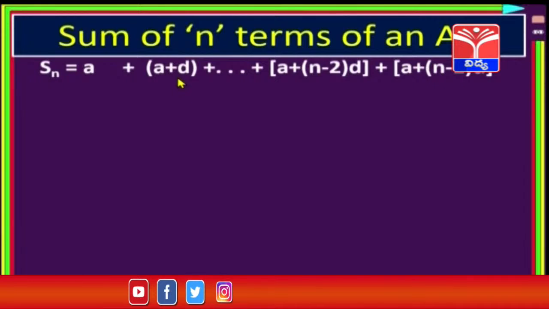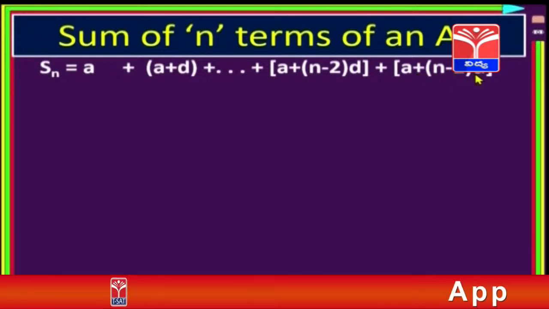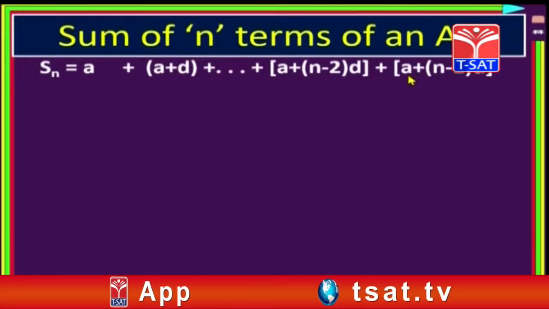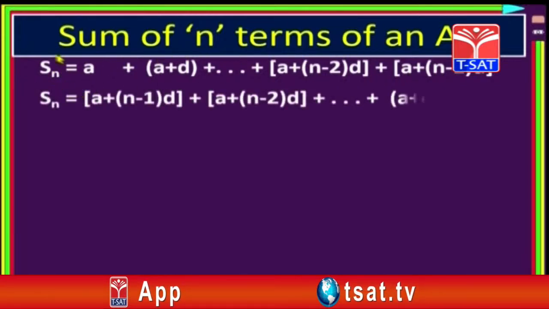Second term a plus d, next a plus (n minus 1)th term, and the last term is the nth term, that is a plus (n minus 1) into d. So what is the next step? We have to write in reverse order. Here I am denoting the sum of n terms of an AP as Sn.